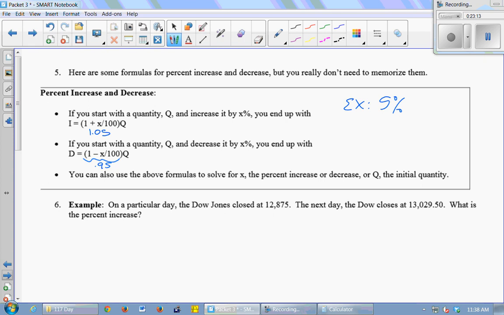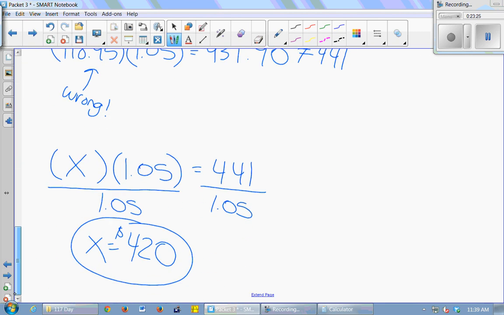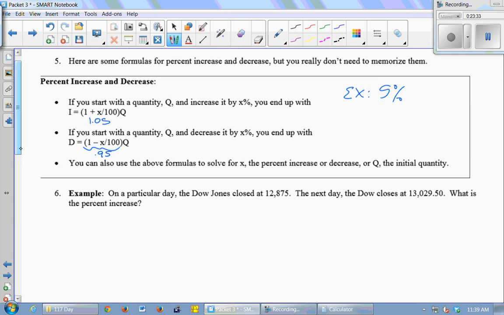You can use these same formulas to solve for X, what the percent increase or decrease is, or Q, your initial quantity. So in this last problem over here, we solved for Q, the initial quantity. But again, you don't need to have these formulas because we just used these formulas in 3 problems without having ever written them down.